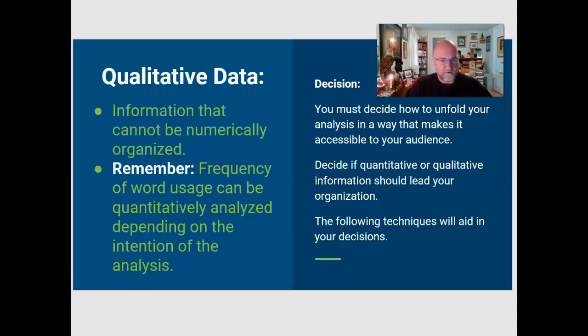So a decision that you have to make is how to unfold your analysis in a way that makes sense to your audience, right? The order in which you present it in your academic paper is going to be paramount if you're using qualitative data. And you're going to need to decide if quantitative or qualitative information should lead your organization of your paper. If you have both, which one is more important? Because that's the one you're going to want to put first, right? So the following ideas, these 6 strategies, are going to help you think about this.